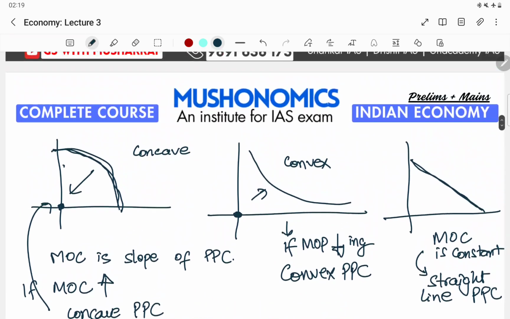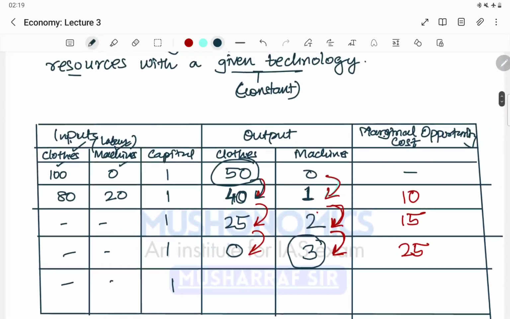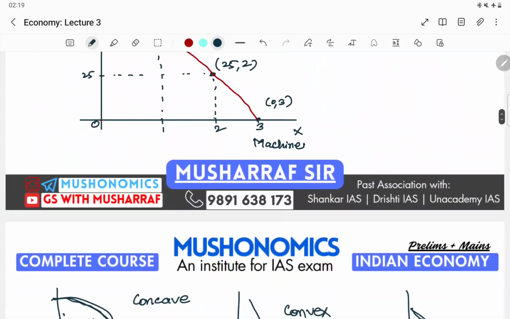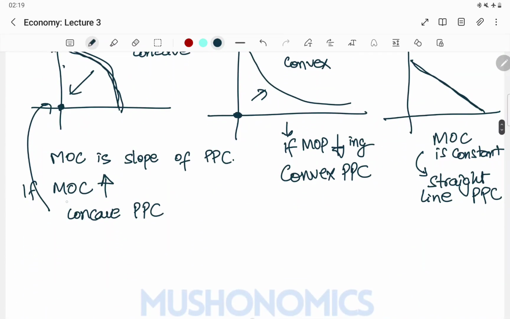I hope we understood this point. See, marginal opportunity cost is increasing here, 10 to 15, 15 to 25. So if opportunity cost is increasing, then concave PPC. If opportunity cost is decreasing, then convex PPC. And if marginal opportunity cost is constant, then the PPC curve will be a straight line, right? So I hope we have understood this.